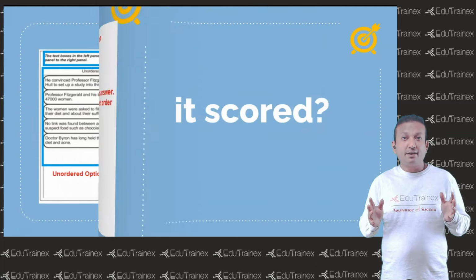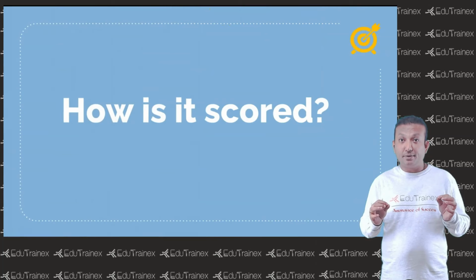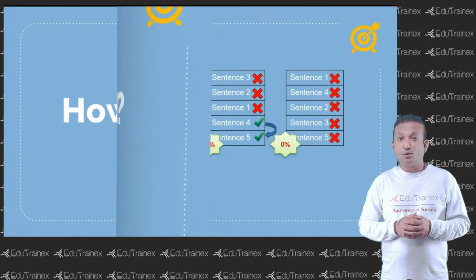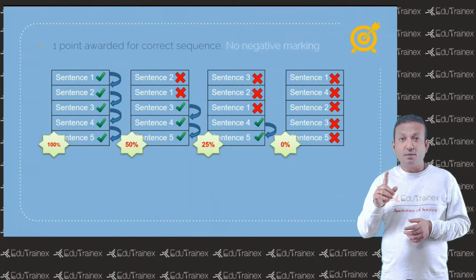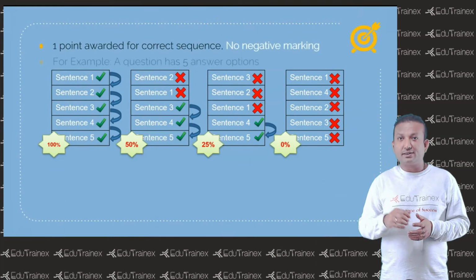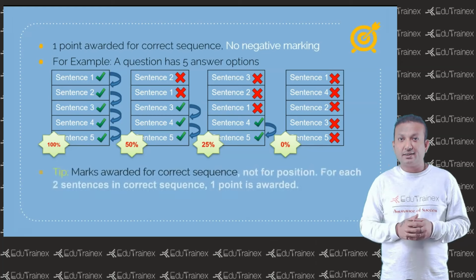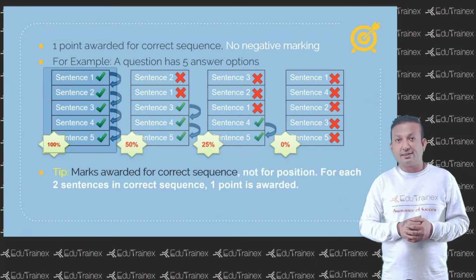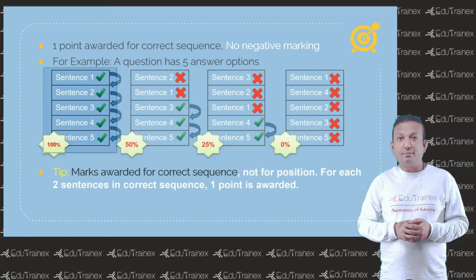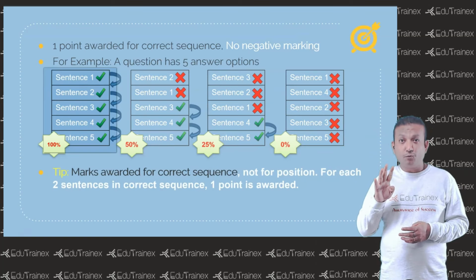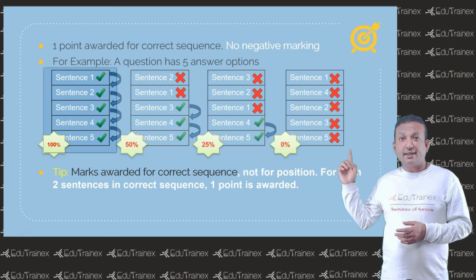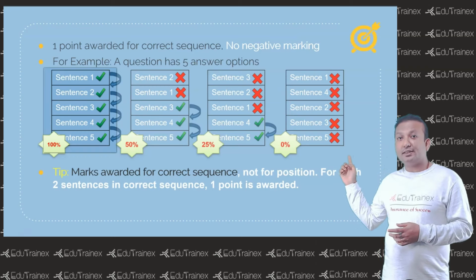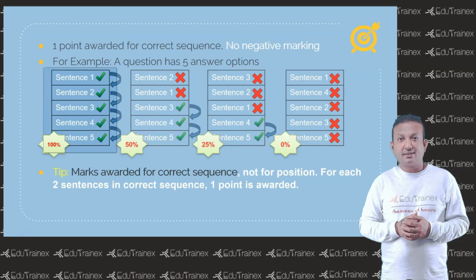Now, scoring in the reorder paragraph questions is not very simple. Allow me to explain it with examples. There is no negative marking and you get 1 point for each correct sequence, not the correct position. So on the screen you can see a question that has 5 sentences. If you get all 5 of them in the correct order, you get 4 full points. See the arrow that shows the correct sequences of these 5 sentences. So there are 4 sequences in total.